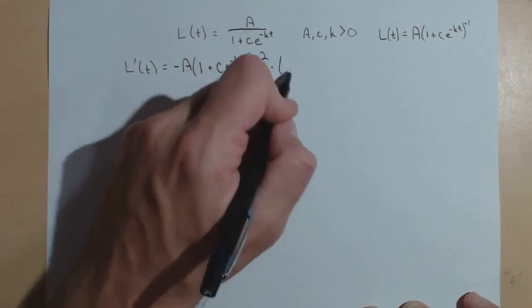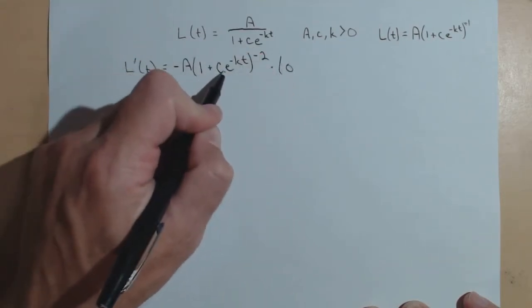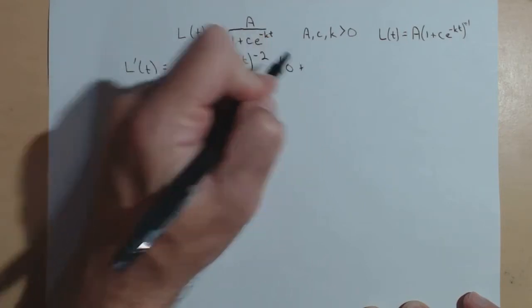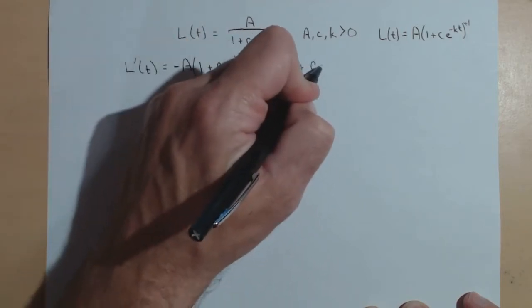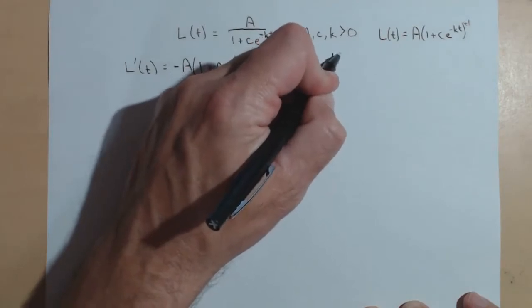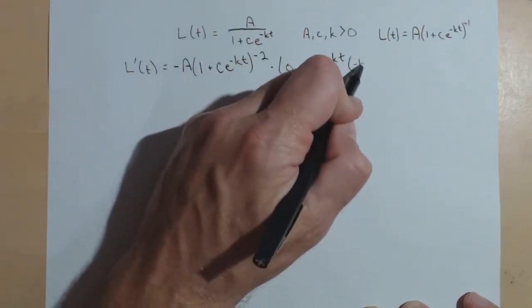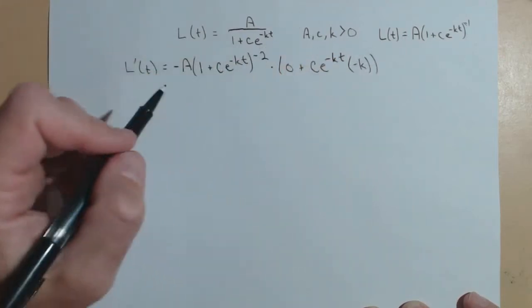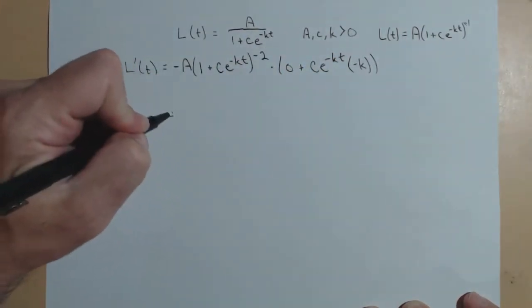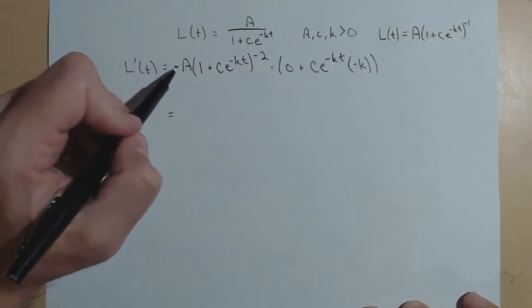Derivative of this part here is just 0. Derivative of this part is plus CE to the negative KT, we leave that alone, and then times the derivative of the exponent, which is negative K. So, let's see what this is going to simplify down to.